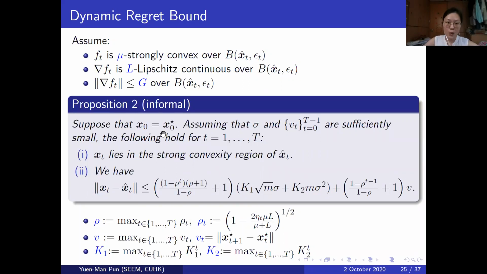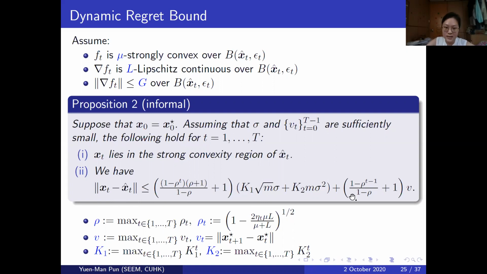Suppose we know the initial location of the source, the target, and we use this as our initialization, and assume that sigma, the noise power, and the path variation Vt are sufficiently small. Then we have xt lies in a strong convexity region. Oh, this should be ft hat, I guess. And also we have xt minus xt hat is upper bounded by some quantity.